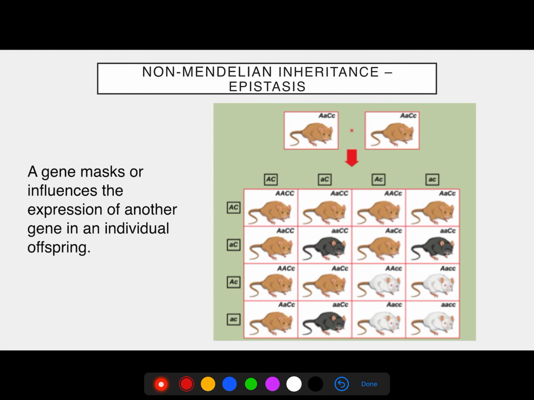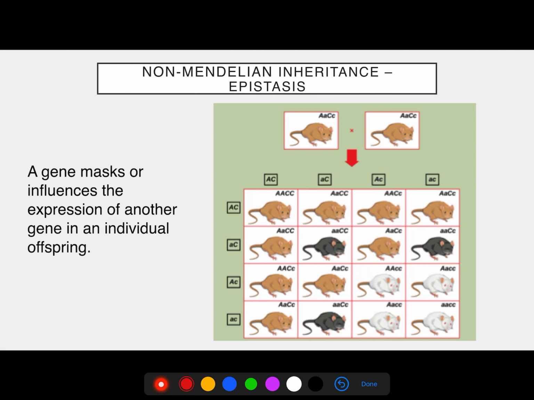All right. The other kind of non-Mendelian inheritance is called epistasis, and epistasis is a little more complicated. I'm not going to have you guys doing Punnett squares of epistatic genes. I just want you to understand the concept behind it. And the concept is that if you have the expression of one gene be a certain thing, then that can affect the expression of another set of genes.